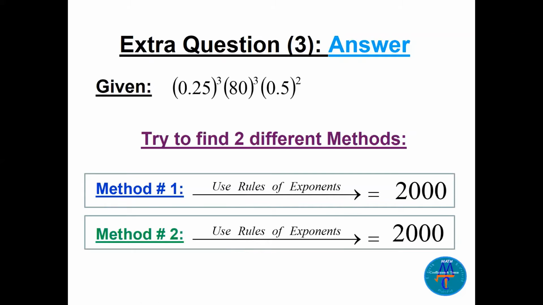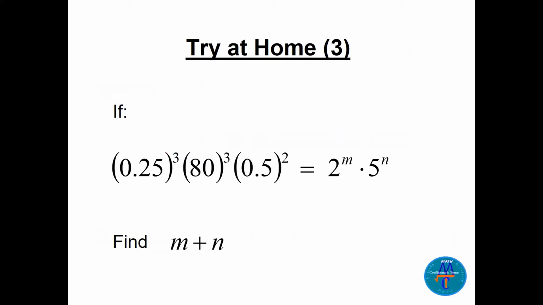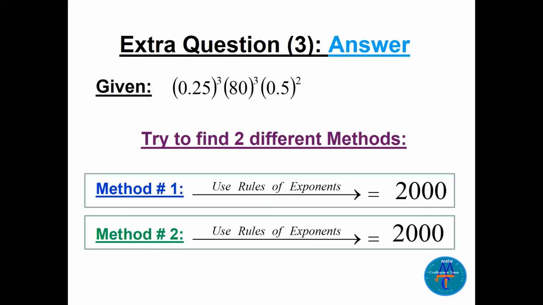number 5. Now let's do this one here, 0.25 cubed. Same question, but I changed the idea. 0.25 cubed is equal 80 cubed, 0.25 squared. Suppose this one is equal 2 to the power m times 5 to the power n. Find m plus n. See, I changed the question, the idea of the question, but inside the details, it should be the same.